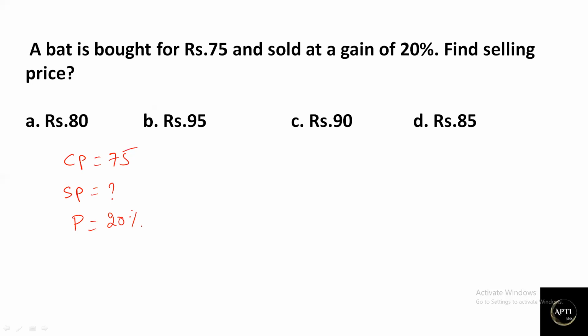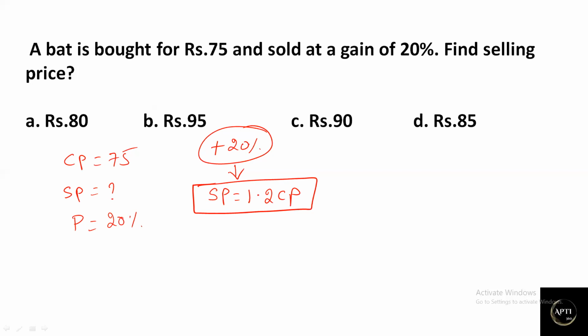Okay, now in the last video we covered one important shortcut to frame the relation between selling price and cost price. Now you will understand how important it is if you know that small trick. When the profit is 20%, plus indicates profit, the relation between selling price and cost price is that selling price is equal to 1.2 times the cost price. That's it. This we already covered in the last video.